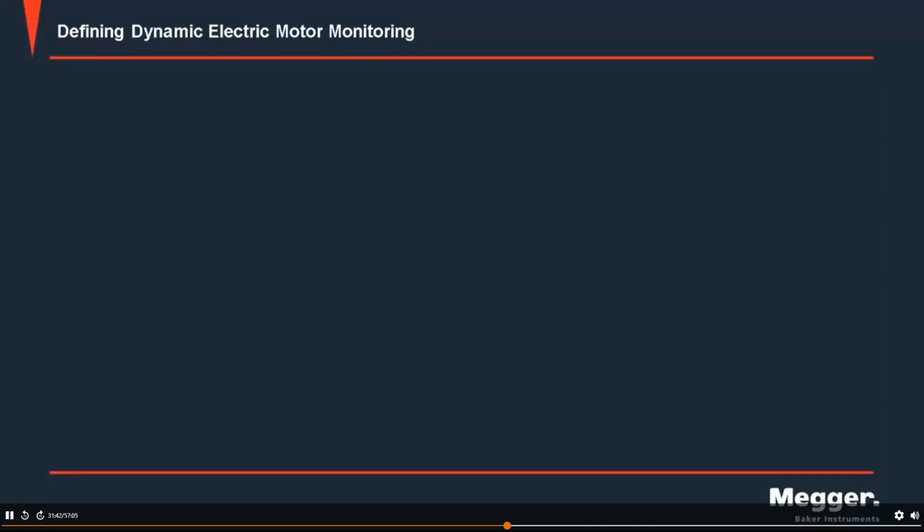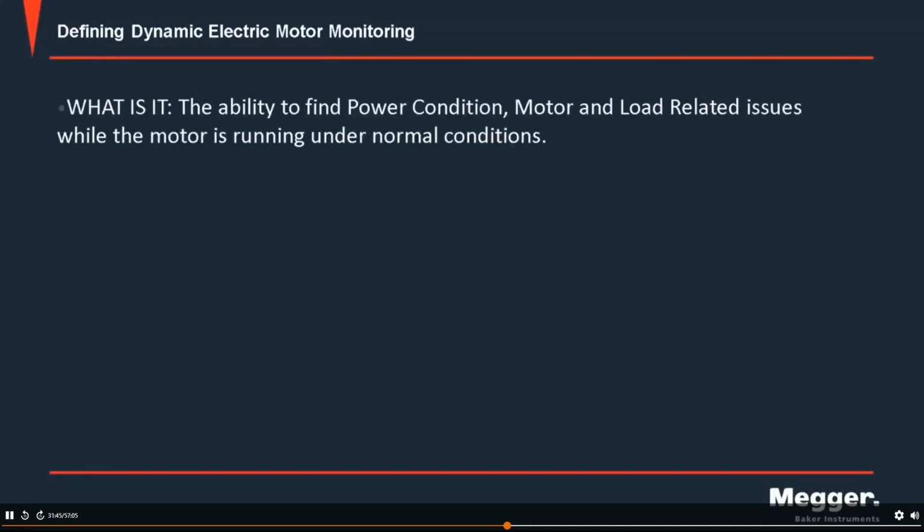Okay, so that's static testing. Now, dynamic testing, what is it? The ability to find power condition, motor, and load-related issues. Remember that system diagram at the beginning with the power supply, the motor, and the load? This is what dynamic monitoring is looking at. I almost would want to take that word motor and just rip it right out of there. It's dynamic electrical monitoring because we're looking at the entire system. What's cool about our product, the EXP 4000, is it does a really good job with power quality. It tells us specific information about the motor and its response to the power quality. And also we have a set of information that's load centric. It's defining what the load is demanding of the motor.